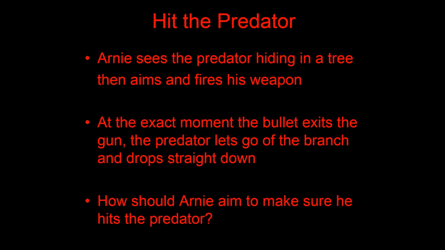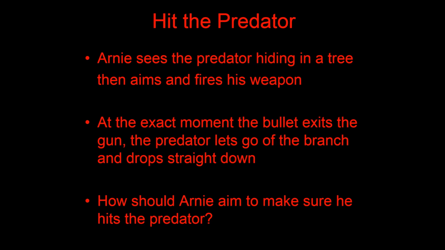So in this particular case, you've got Arnie walking through the jungle attempting to get to his chopper. He sees the predator hiding in a tree, then aims and fires his weapon at the predator. He's firing at the predator because it's probably going to end up skinning him and pulling his skull off, so it's quite acceptable. At the exact moment that the bullet exits his gun, the predator lets go of the branch and drops straight down. Doesn't jump in the air, just drops from the branch.